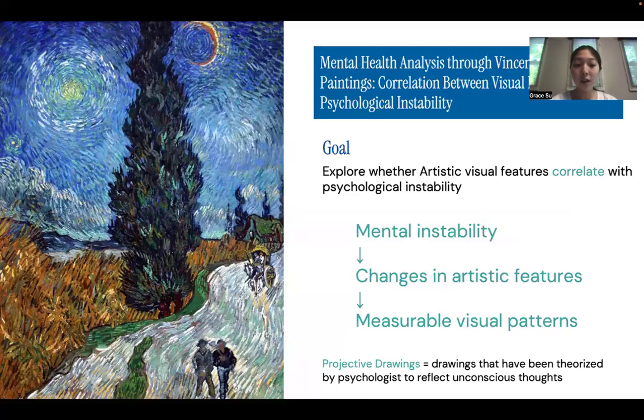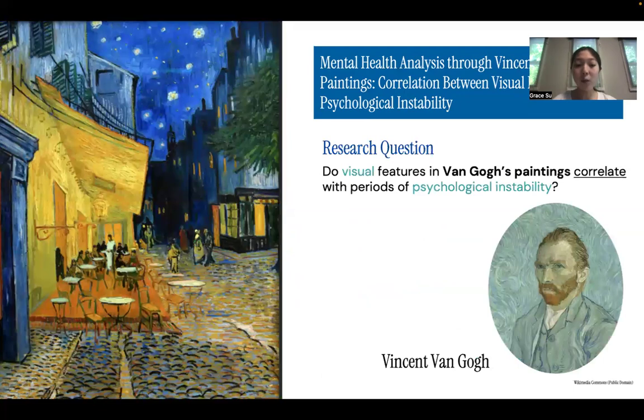Therefore, I chose to study whether artistic visual features correlate with psychological instability and can potentially give us insight into a person's mental health and act as a nonverbal indicator to detect changes in mental health. Psychologists in art therapy have proposed that unconscious emotions are reflected in projected drawings. I wanted to test whether changes in Van Gogh's mental condition corresponded with measurable changes in his painting style.